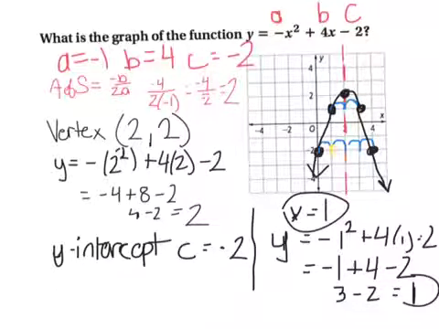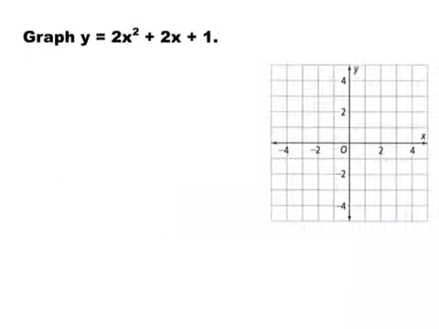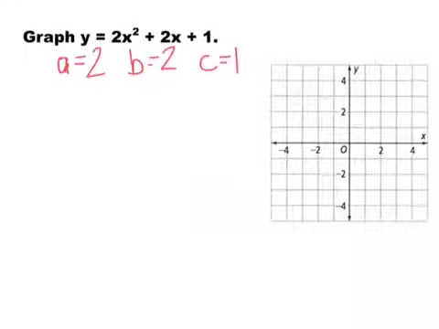All right, let's try another one. So first step is again to identify your A, B, and C. For this graph, my A is 2. My B is also 2. And my C is 1.